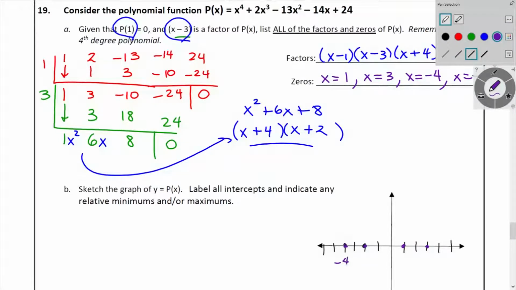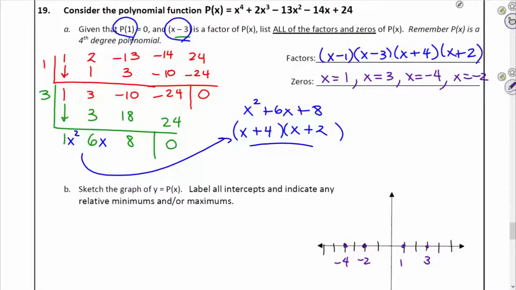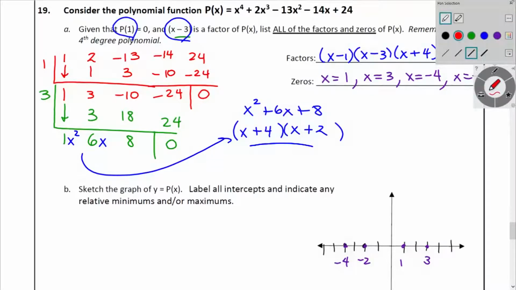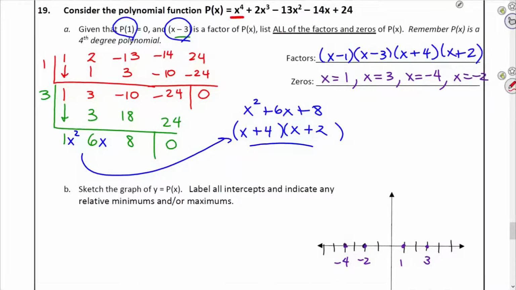Okay, negative 4, negative 2, 1, and 3. Okay, what else do I got? Let's look at the end behavior. The end behavior is x to the 4th. Okay, that is even and positive, so I'm going to be up, up.